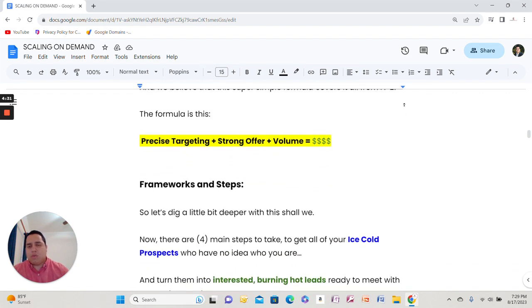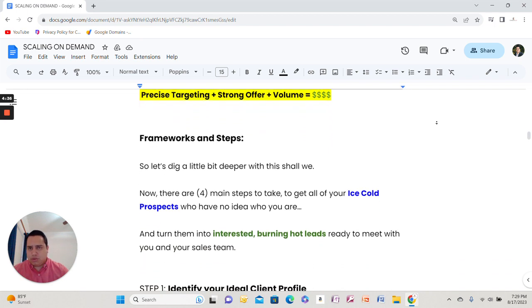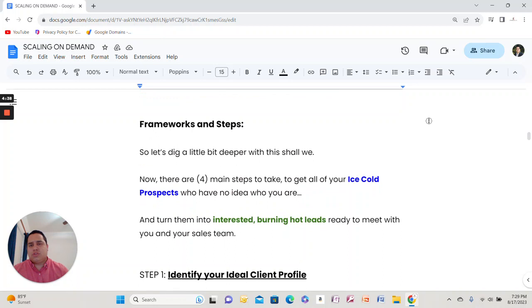So we want to dig a little bit deeper though. Let's do that, with the frameworks and the steps that we take in order to make this a reality for you. So there are actually four main steps to take to get these ice cold prospects that have no idea who you are. They're the right type of clients that you need to work with, but they have no idea who you are.